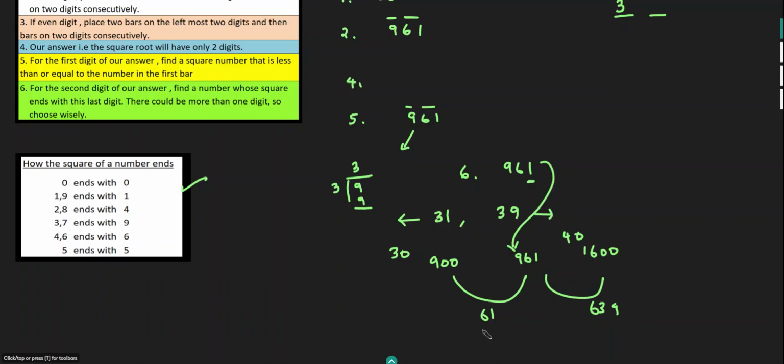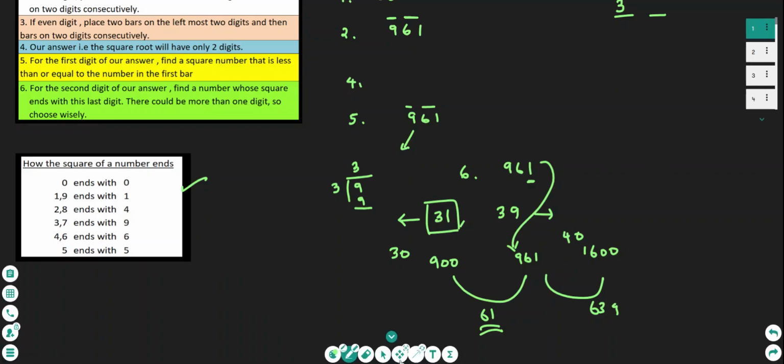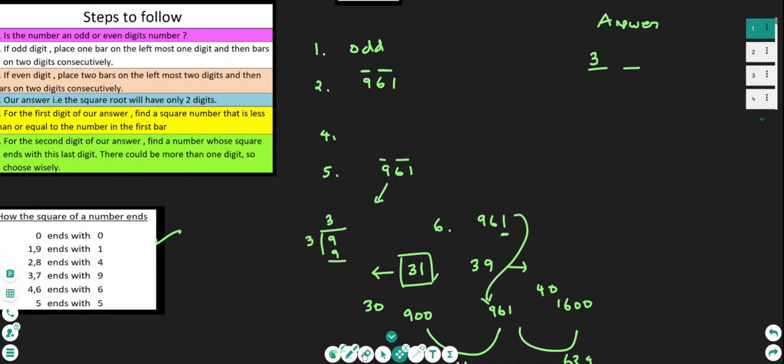So this means this is the closest one. Therefore we have to choose 31. Its square is going to be closer to 961 than the square of 39, which is very far away from our number 961. And so therefore we can say that the answer is 31, and the square root of the number 961 is 31.